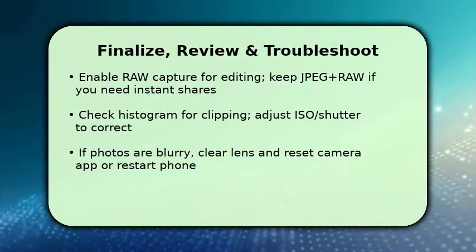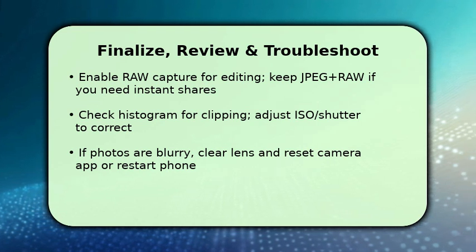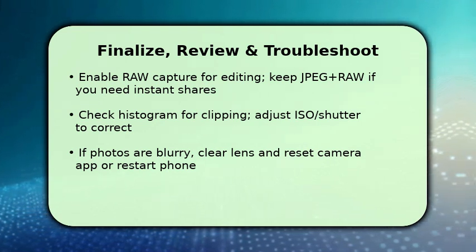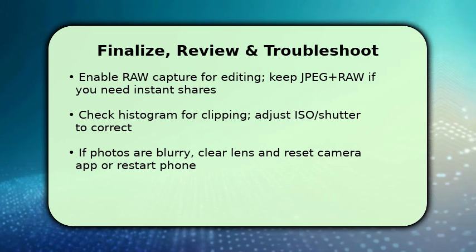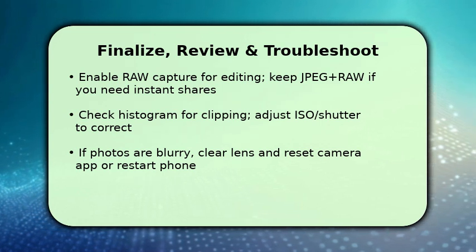Finish by enabling RAW if you plan to edit. That retains more detail, while JPEG remains good for quick sharing. Review each photo's histogram to make sure you aren't clipping highlights or crushing shadows. Adjust ISO or shutter speed accordingly.